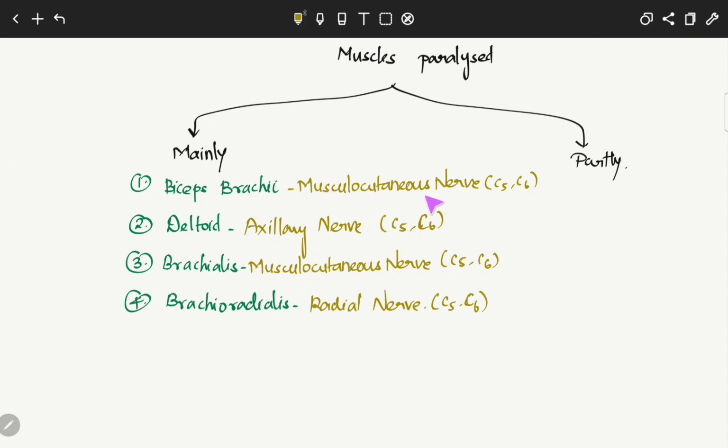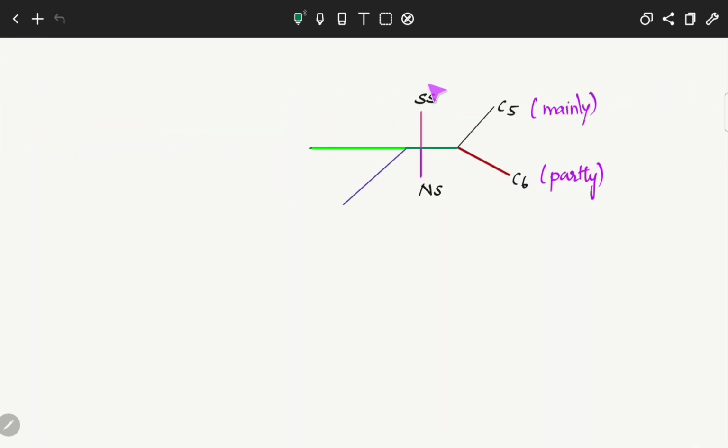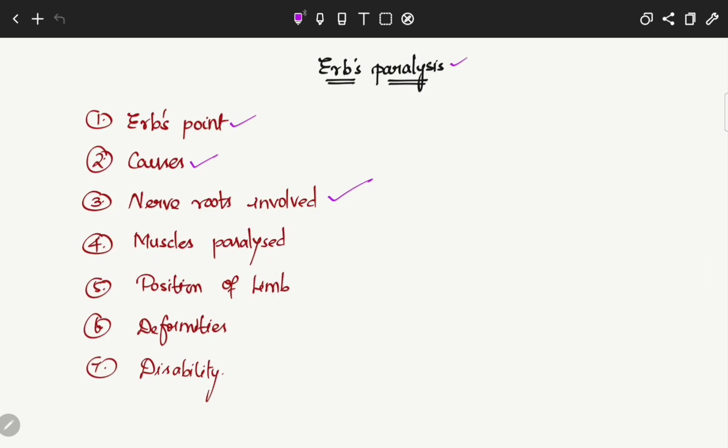Of course, the musculocutaneous nerve is also derived from the C7 root, but only the branch supplying the coracobrachialis is derived from C5, C6 and C7 roots, but not the biceps brachii. And partly the supraspinatus, infraspinatus and the supinator muscles are affected. Supraspinatus and infraspinatus are both supplied by the suprascapular nerve. You can see it is also derived from the nerve roots C5 and C6. So we saw what muscles are paralyzed.